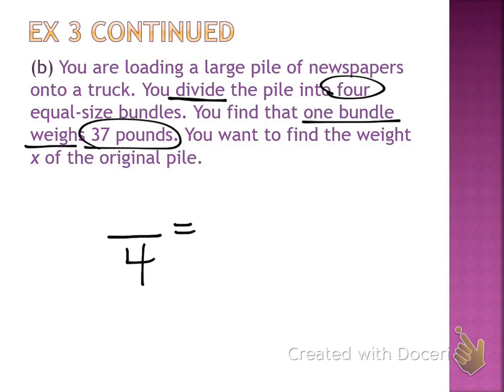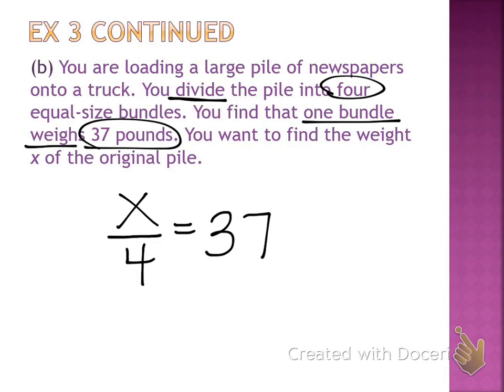It says you find that one bundle weighs 37 pounds. So here's the question. Is 37 the number that I'm dividing by 4? Or is 37 the result of dividing by 4? It's the result. Because I'm going to take one big stack and I'm going to divide it into 4 smaller. And I know that one of them is going to be 37. So the weight x of the original pile means my numerator is my unknown. My numerator is that full stack, the full weight of the newspapers. I'm going to divide that by 4, and each pile is going to be 37 pounds.